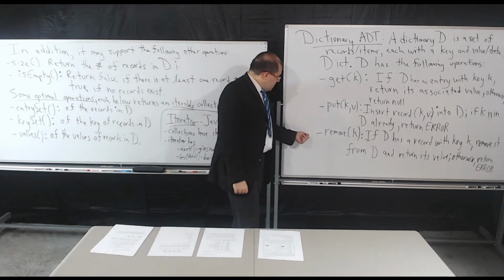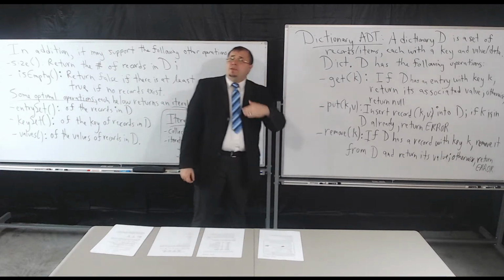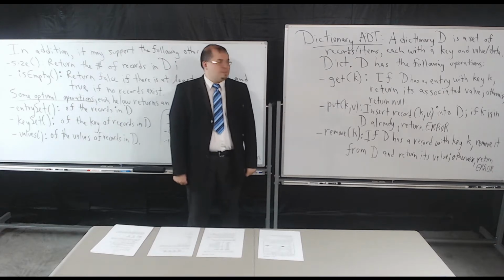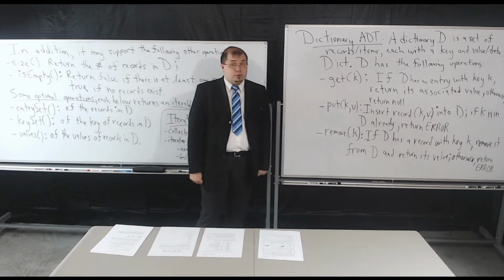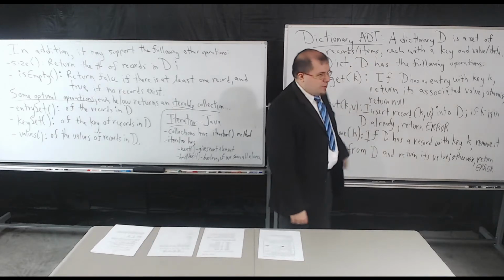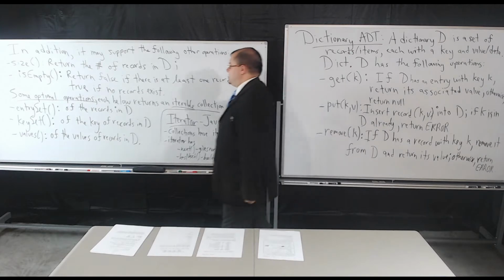Likewise, I have remove, so I give you a key. I want you to remove the record with that corresponding key. If it doesn't exist, simply return an error. Otherwise, you return the value of that record if it indeed exists.